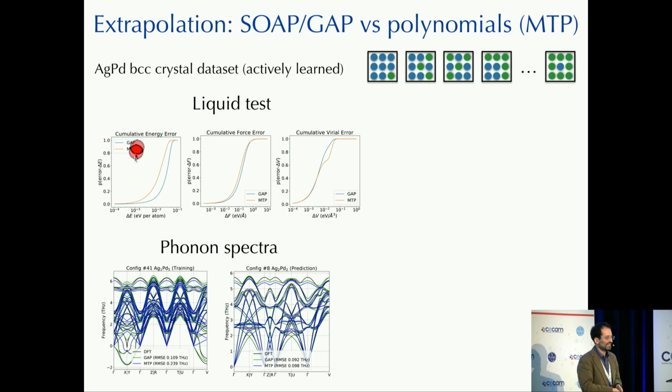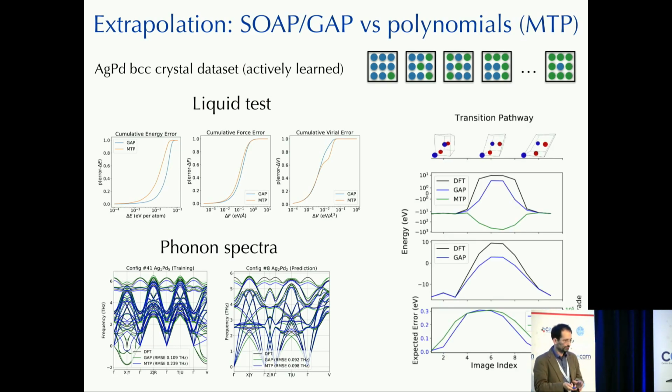And the test, this is GAP versus MTP, and the tests come out pretty similar. So these are energies, and the median error is about 10 meV. The median force error here is about 10 to the minus 1, which is very, very good, 0.1 eV per angstrom. The phonon spectra, this is against DFT. They come out very, very well for both methods. So all is well, and MTP is 100 times faster.